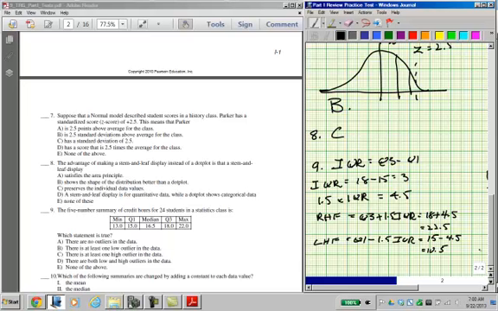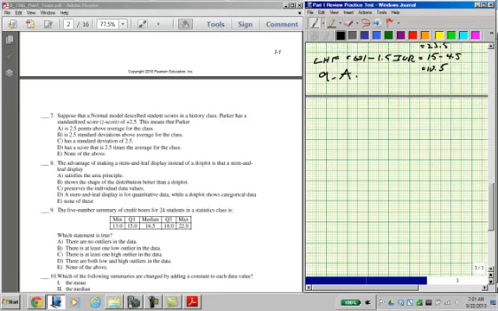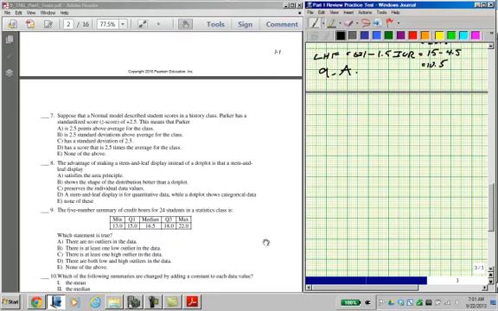That is true. B, there is at least one outlier. False. C, there is at least one high outlier. False. D, there are both high and low outliers. False. E, false. The answer to 9 is A. There are no outliers in the data, and you just showed that according to our rule of thumb.